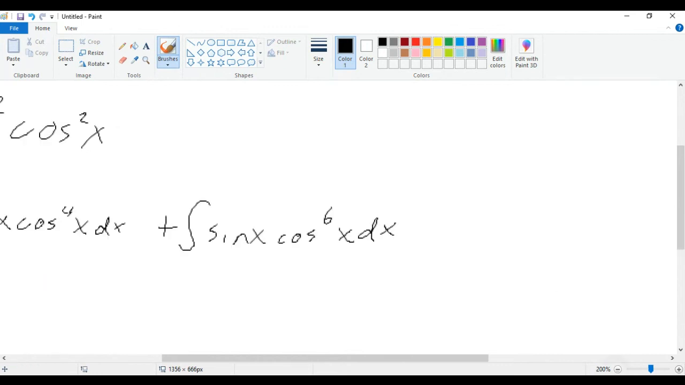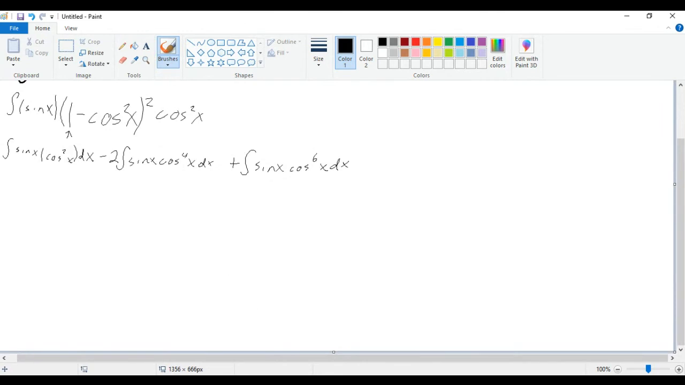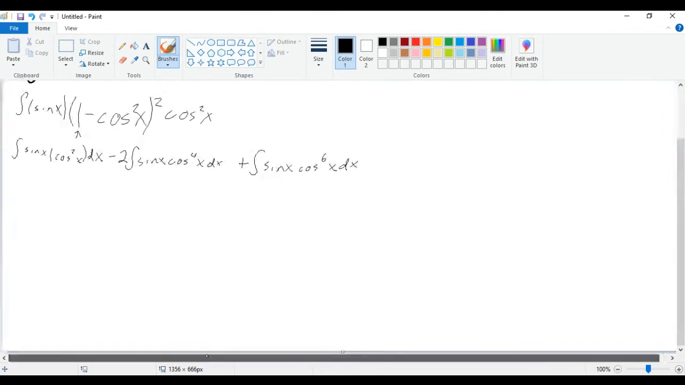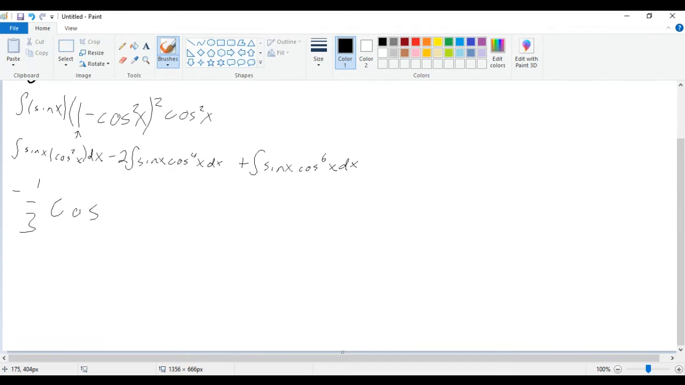And then all of these we can simply solve with u substitution. So the integral of sine of x cosine squared would give us negative 1/3 cosine cubed x. The integral of sine x cosine to the 4th would give us negative 1/5, but then we multiply by negative 2, so we have plus 2/5 cosine to the 5th of x. And lastly, minus 1/7 cosine to the 7th of x plus c. Does that make sense?